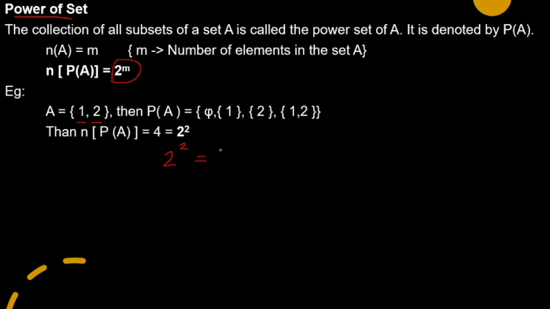So what is the answer? 4. And earlier when we found the subsets, we got 4 subsets, right? When we write the subsets specifically, you have the empty set, then {1}, {2}, {1, 2}. Is it clear? So in total we got 4 subsets for set A. Is it clear? Okay, now I'll give one more example.